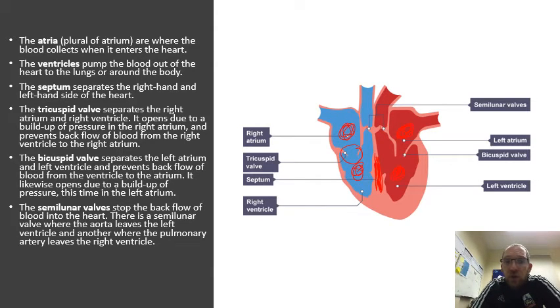The bicuspid valve separates the left atrium and the left ventricle and prevents backflow of blood from the ventricle to the atrium. It likewise opens due to the buildup of pressure, this time from the left atrium. So here is your bicuspid valve here. The key part of this is that it prevents the backflow of blood.